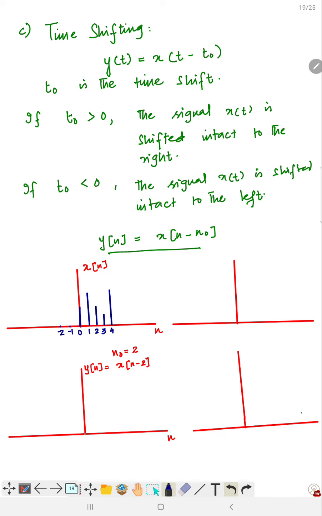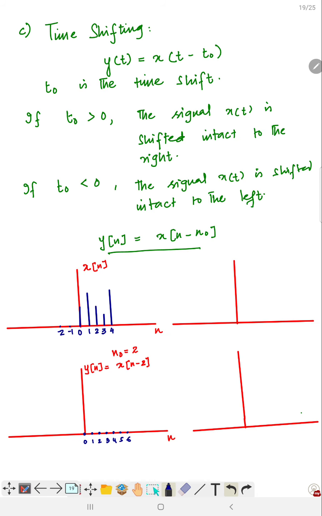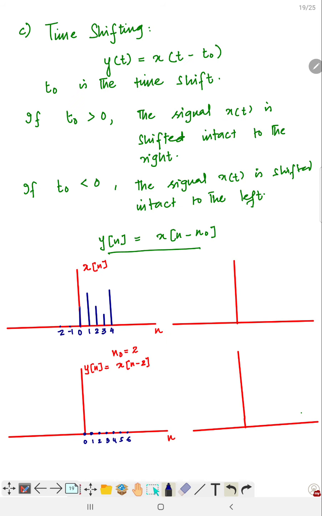So 0, 1, 2, 3, 4, for your reference. At 0 and 1, we don't have any values, so no value here, no value here. Then at y of 2, we have x of 0. Now x of 0 is defined, it has this much value, so this value will appear here.